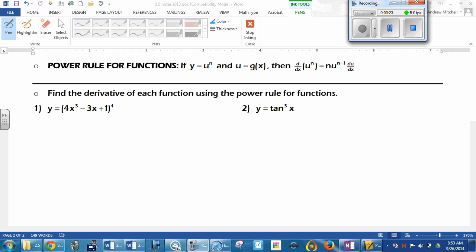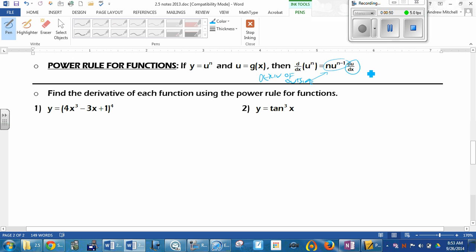If we have y equals u to the n, where u is a function, that sounds like bad English, but it's not. If u is a function, then the derivative of u to the n, this part right here, is the derivative of the outside, right? We bring that exponent out in front, subtract 1 from the exponent. All right, so the derivative of the outside, like we've been seeing on the first page. And then the du dx means the derivative of that inside with respect to x. That right there is the derivative of the inside.